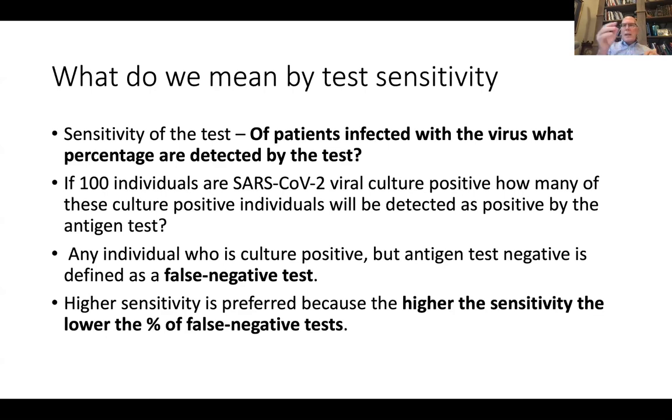There are 2 key characteristics of every test. Sensitivity. That is, if you have 100 people with documented SARS-CoV-2 positive viral culture, how many of those individuals will be detected by the test? If the sensitivity is 80%, then you're only detecting the virus in 80 of those individuals. If the sensitivity is 70%, then you're only detecting 70 of the true positives. What that means is that you're going to have a certain percentage of cases that are going to have a negative test when in reality they have the infection.